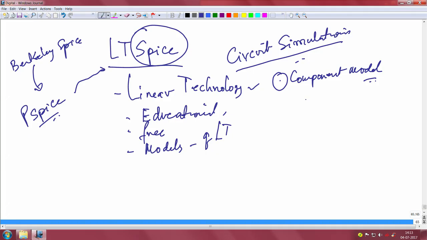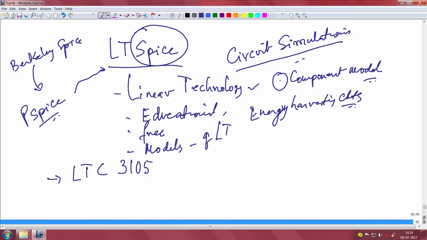So let us try and open up LTspice and try some energy harvesting circuits in it. Let me show you a very popular energy harvesting chip called LTC3105.